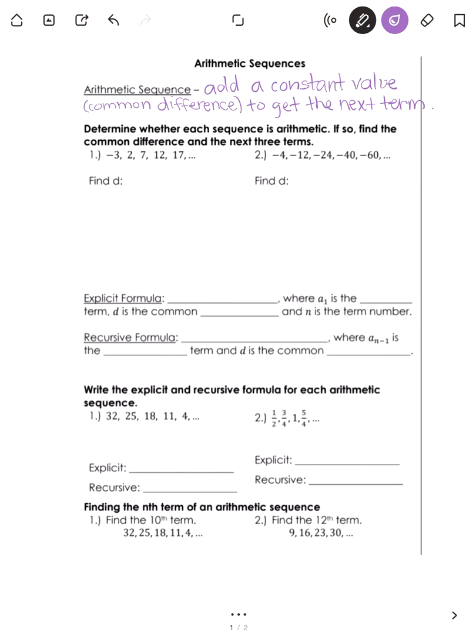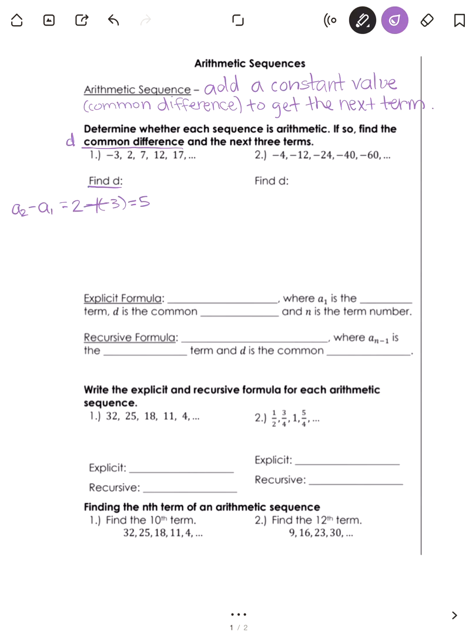So our first two examples: determine whether each sequence is arithmetic. If so, find the common difference and the next three terms. It says find D. We let the common difference be represented by D, so common difference and D are the exact same thing. First we take our second term minus our first term. So 2 minus a negative 3. Two negatives make a positive, so we get a common difference of 5.